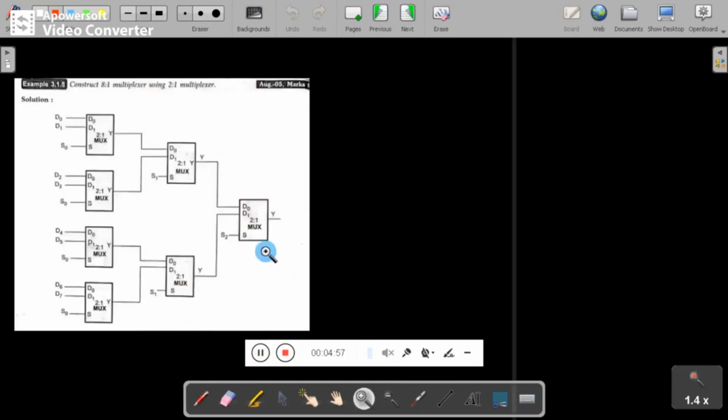Now we will see the second problem. In the second problem, design 8:1 multiplexer by using 2:1 multiplexer. So 2:1 multiplexer has got one control line. 2:1 multiplexer, let me write here.